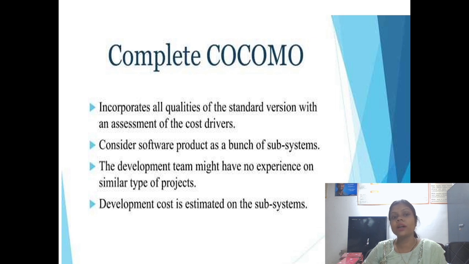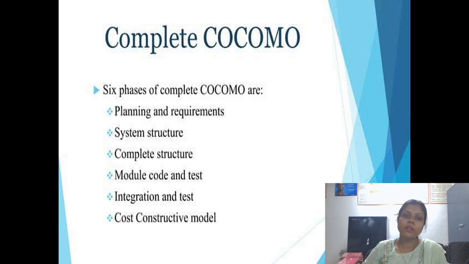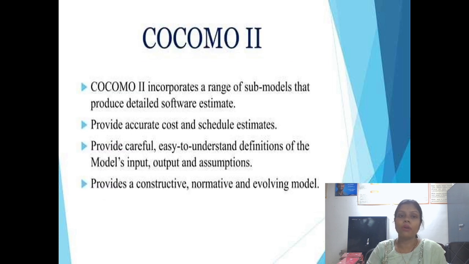Okay, the last one is the complete COCOMO. Complete COCOMO incorporates all qualities of the standard version with an assessment of the cost drivers. It considers a software product as a bunch of subsystems, or the development team might have no experience on a similar type of project. It is used in the subsystem COCOMO model. Next, what is complete COCOMO? It has 6 phases: first is planning and requirements, second is system architecture, then complete architecture, module coding, test and integration, and cost constructive. All these phases are in the complete COCOMO model.